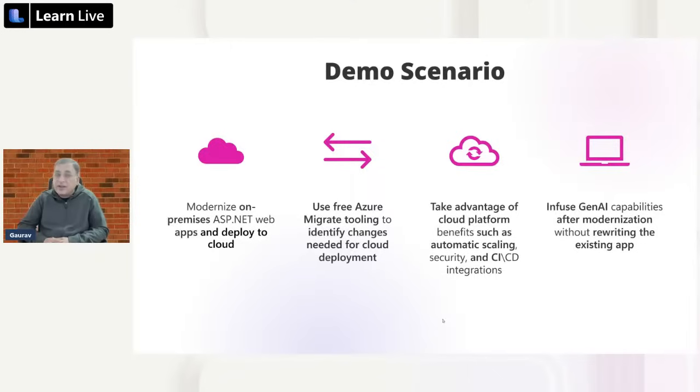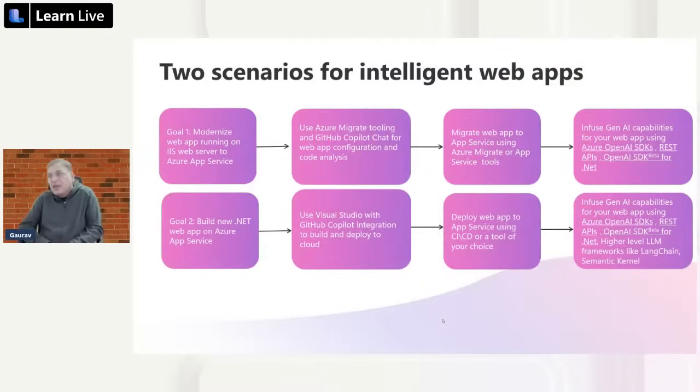How do you take advantage of some of the features that are available on App Service? And finally, how do I introduce generative AI capabilities onto either an existing .NET web application or to a new web application that you may build on a modern .NET framework? These are primarily the two scenarios that we'll be talking about today.